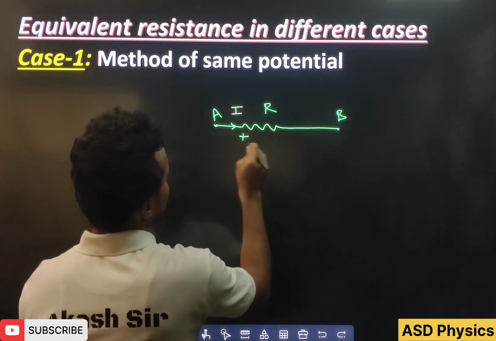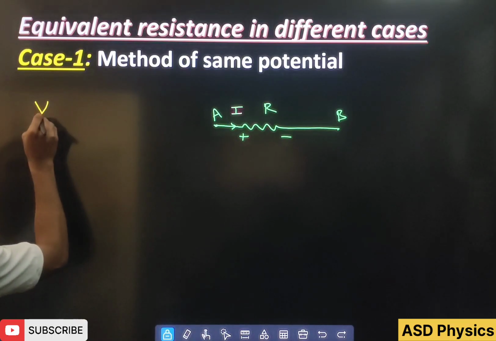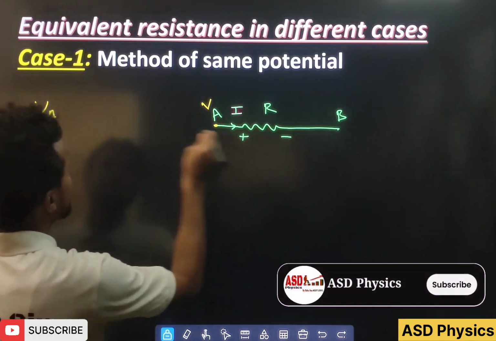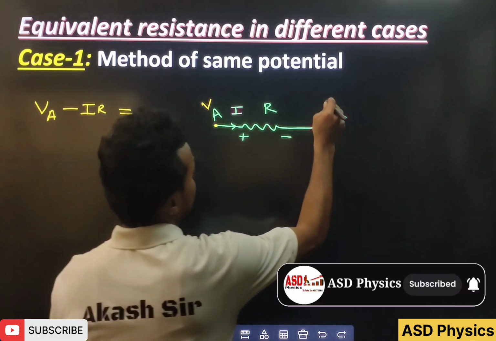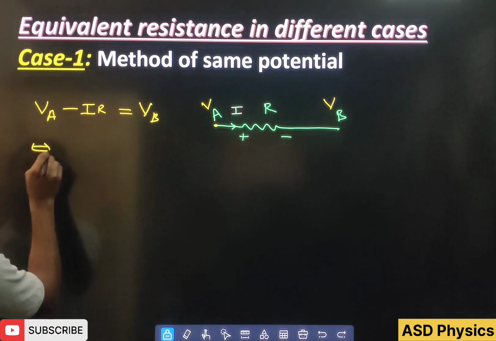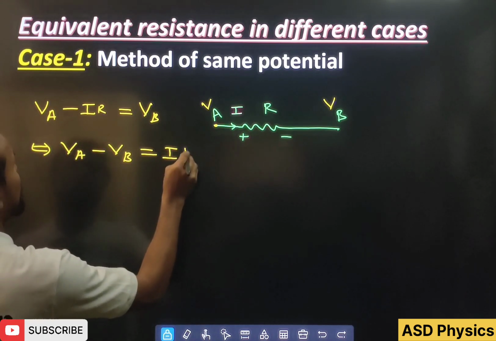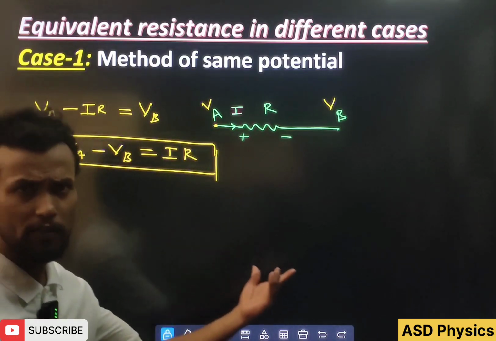So here, this is plus, this is minus. So what is the potential difference? If I write from the KVL, I start with the first point, potential VA, take the sign, minus IR, equal to, I reach point B, that means VB. So we can write VA minus VB is equal to IR. This is the basic thing by the KVL. I hope you have understood very well.